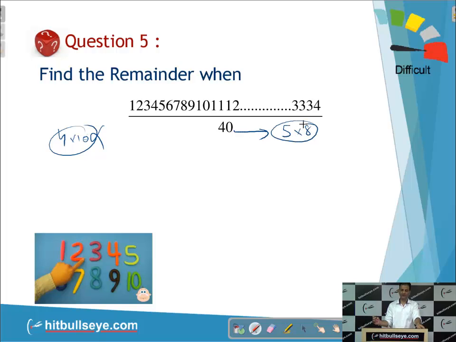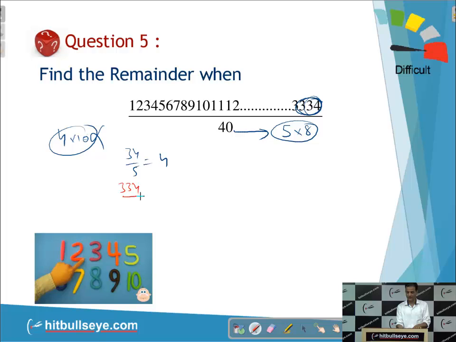5 into 8. And what is the check of 5, students? Divisibility check of 5: we have to check the last digit. In the last it is given 4, or you can say 34 divided by 5, remainder will be 4. Simply you can check the last number. If it is 2, remainder will be 2. If it is 1, remainder will be 1. Clear? Then what is the check of 8? Last 3 digits should be divisible by 8.